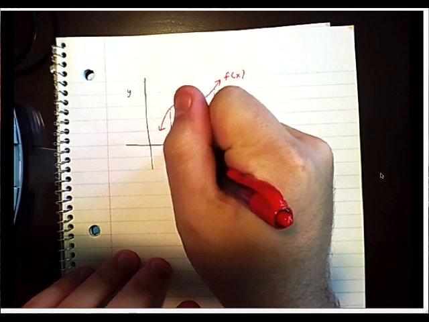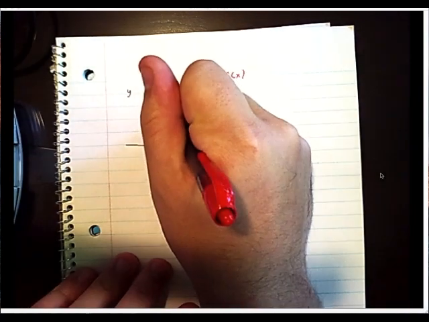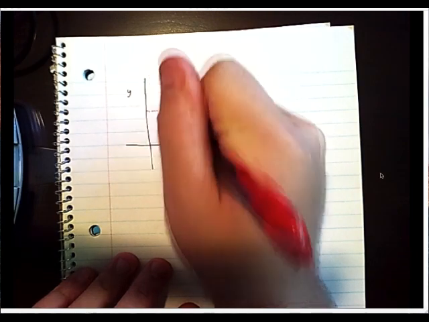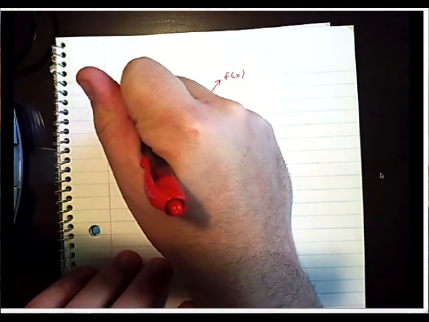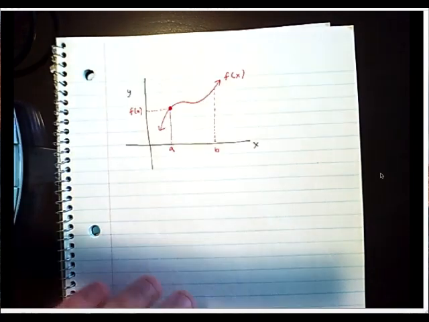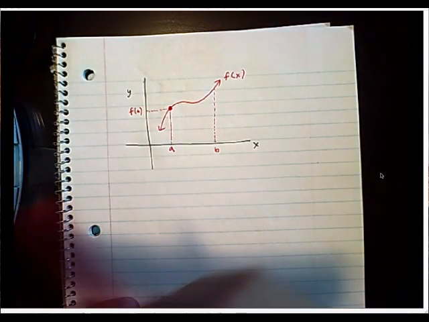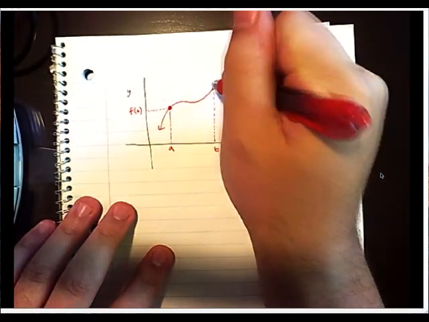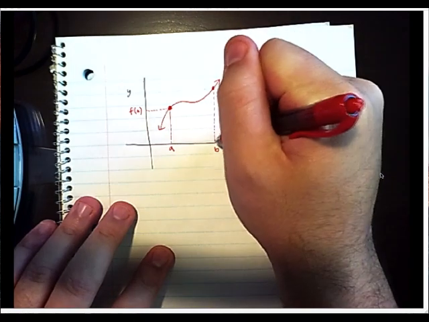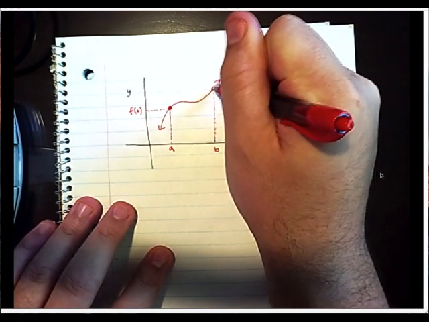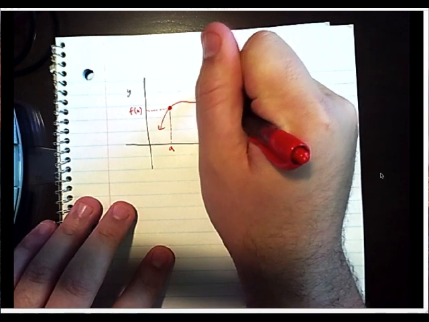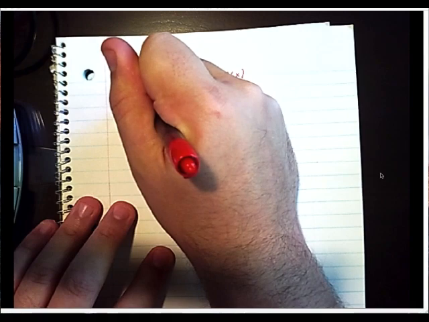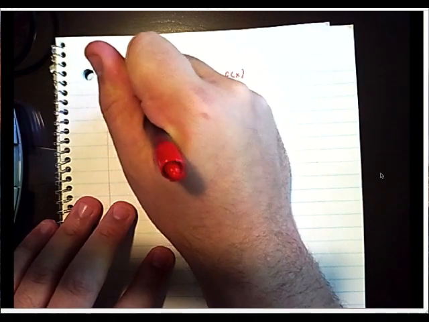For this x value of a, it has an associated y value. There's a point on the graph, so we would call that f of a, because it's the function value associated with a. And the same thing here. For this x value of b, it's defined on the graph, and it also has an associated y value, which we would call f of b.